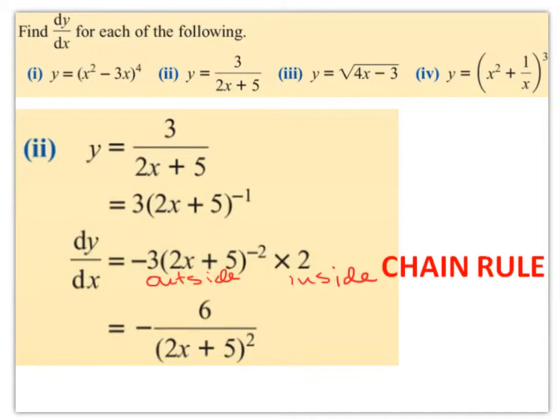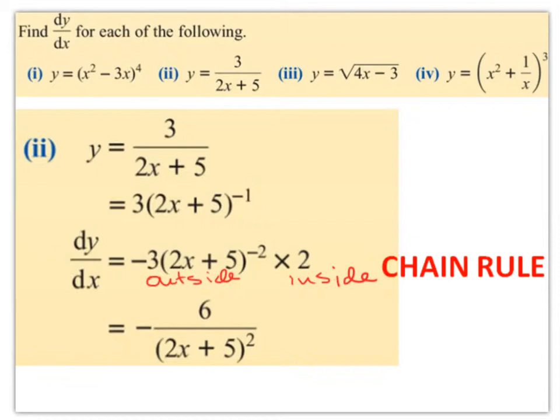Now we differentiate. So we bring the power down in front. So the minus 1 comes down in front, and minus 1 times 3 is minus 3. We keep what's inside the brackets the same, and we reduce the power by 1. Minus 1 is minus 2. So we've differentiated the outside. Now we multiply that by the derivative of the inside. The derivative of 2x is 2, the derivative of 5 is 0. So we end up with 2.